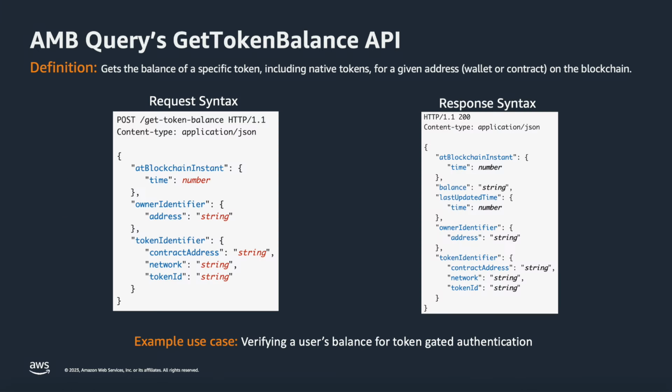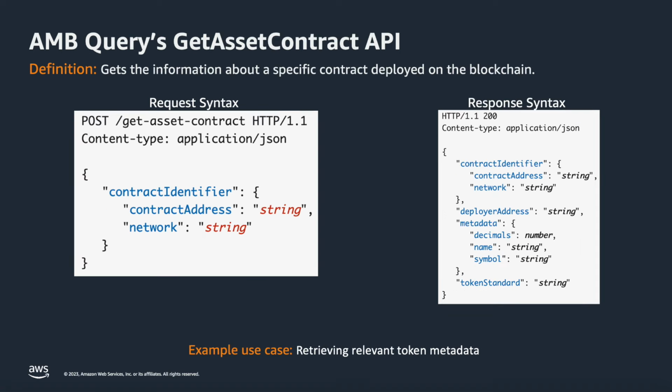The Get Token Balance API allows you to retrieve a specific token's balance for a given wallet address. It enables several use cases, such as token-gated access or displaying balances on the user interface of your application. The Get Asset Contract API allows you to retrieve information about a specific contract deployed on the blockchain, such as a token's name and symbol.